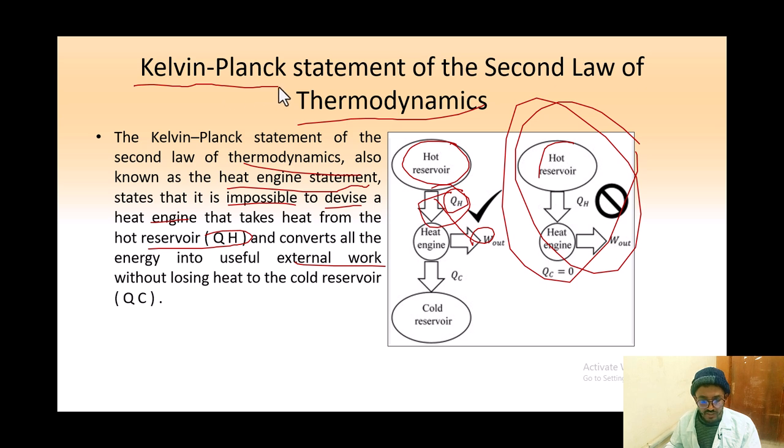So we can say, without losing heat to a colder reservoir. Always there is a hot reservoir, there is QH, then heat engine. So this heat engine partially converts some of the heat into work and the rest goes into the cold reservoir. But ideally, there is no process that converts the whole heat into work. This is the statement of the second law, Kelvin-Planck.